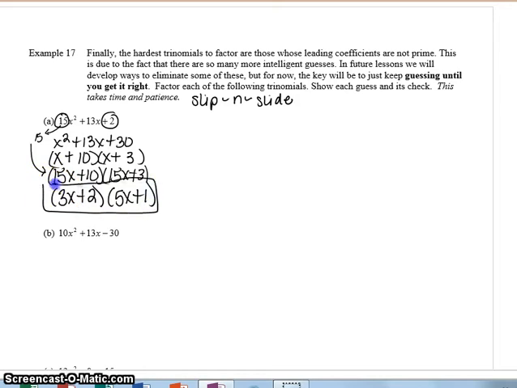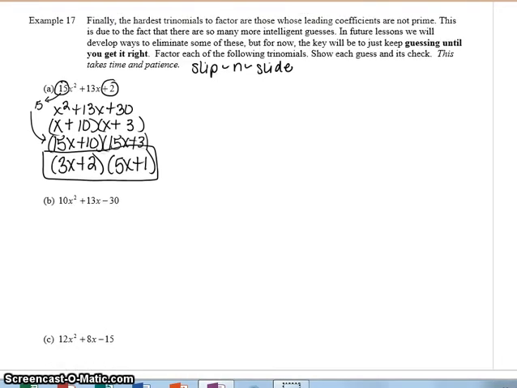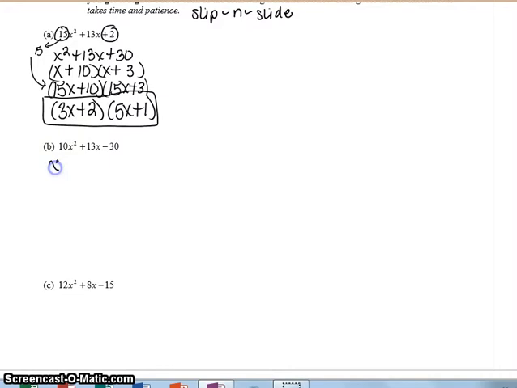So there's my answer. Again, you can always check yourself by foiling or box method, and you'll end right back up with the original trinomial. All right, part B. Again, slip out the 10. You're left with x squared plus 13x. And then you multiply 10 times 30, and you're going to get negative 300.